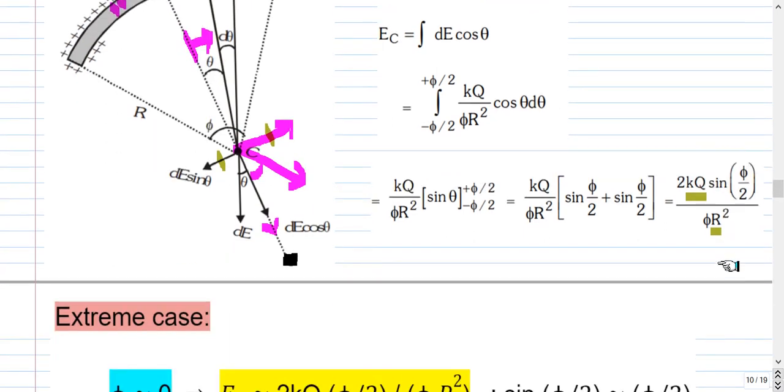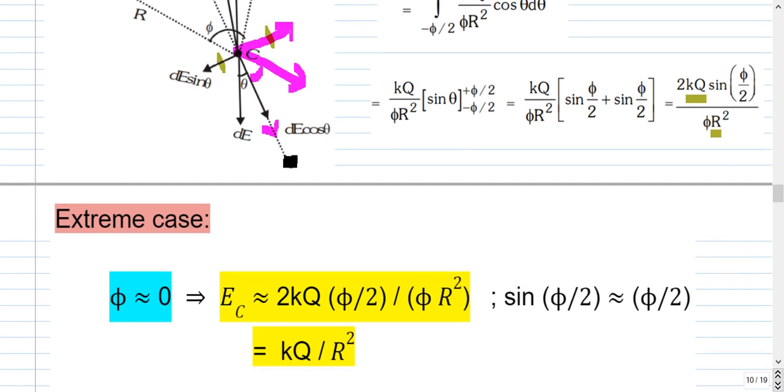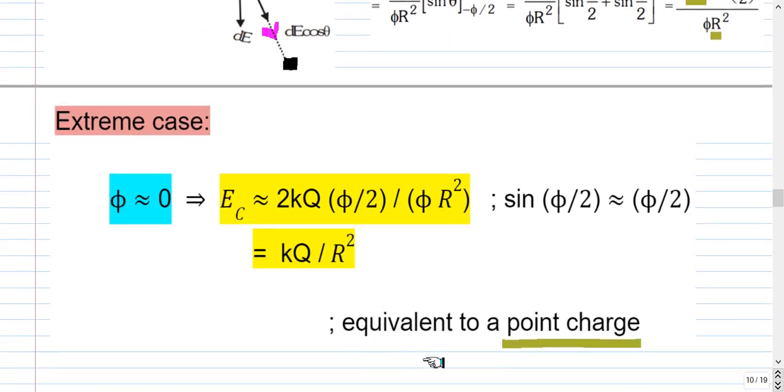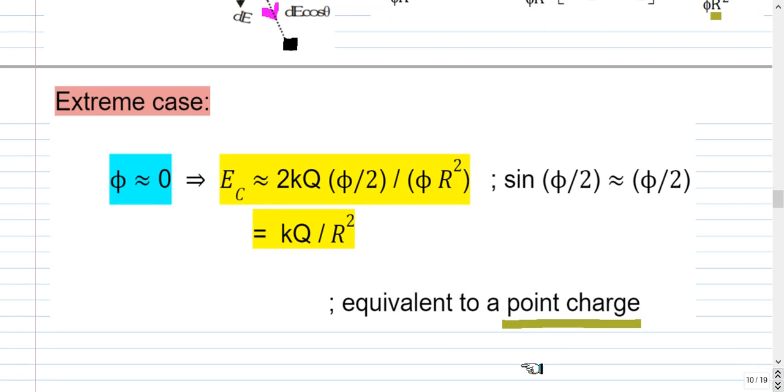So if you use that condition that phi is very, very small, then sine phi by 2 is phi by 2. For small angles, sine theta is equal to theta, where theta is in radians. So phi by 2 is in radians. So sine phi by 2 we can write as phi by 2, and then simplifying we get kq by r square. So this is equivalent to a point charge when phi is approximately 0.